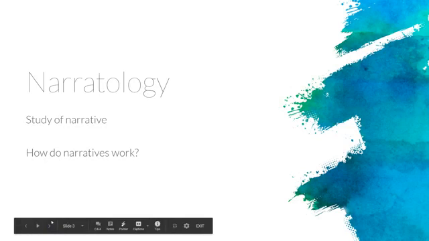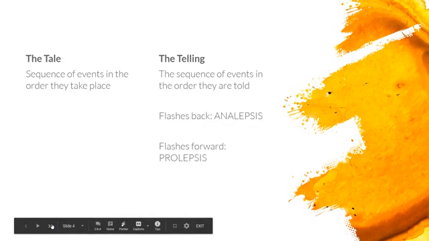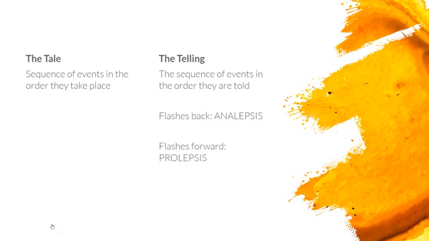So narratology, what is this? It is the study of narrative, and it's asking the question, how do narratives work? How are stories functioning? Part of narratology is looking at the difference between the tale, which is the sequence of events in the order that they take place, versus the telling of a story. The telling of a story is the sequence of events in the order that they are told. Now, already in Beloved, you've seen that there's a difference between the tale of what happened chronologically and the telling of how the story is actually told.